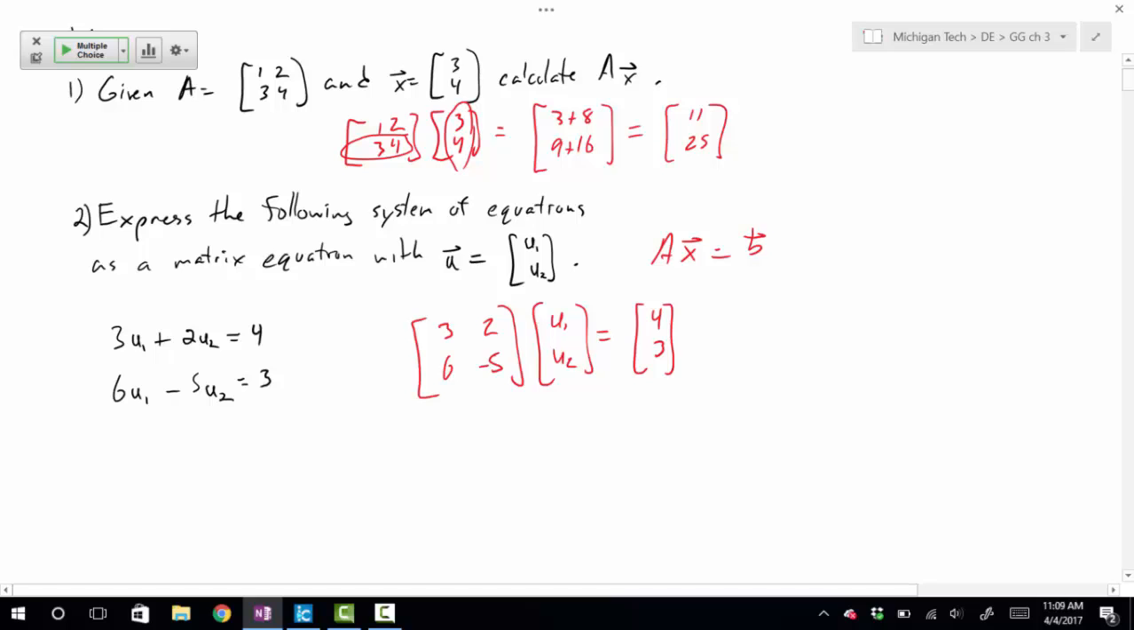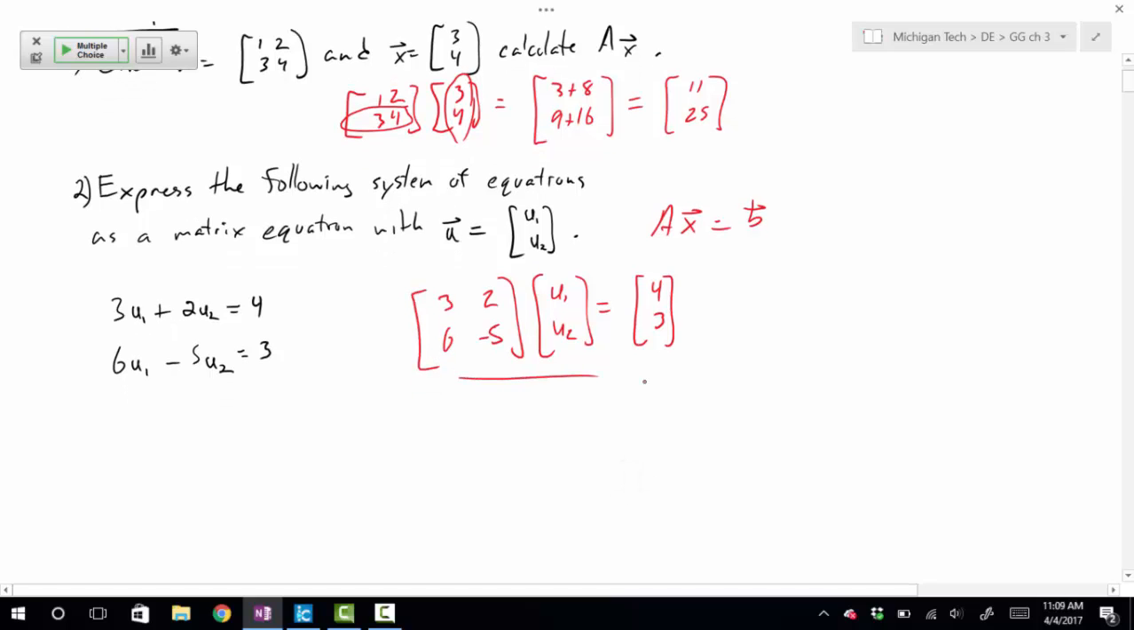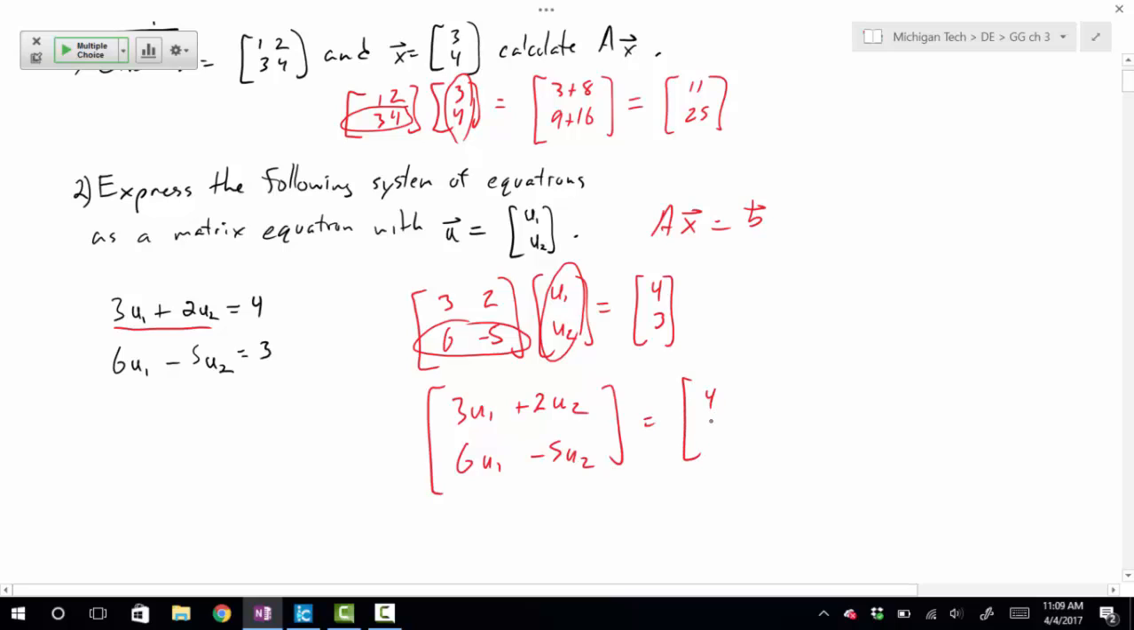So just to model that real quickly, I'm just going to multiply that side out. If I do that matrix multiplication just like we did, I would get that row dot product with that column. I get 3u1 plus 2u2. I can see that's the left-hand side of that first equation. Right? The first component of that product. Then the second component would be the dot product of that row and the column. I get 6u1 minus 5u2 equal to this other vector.